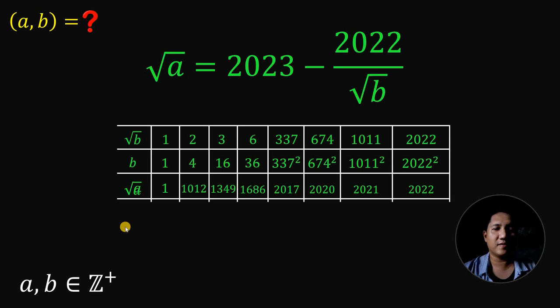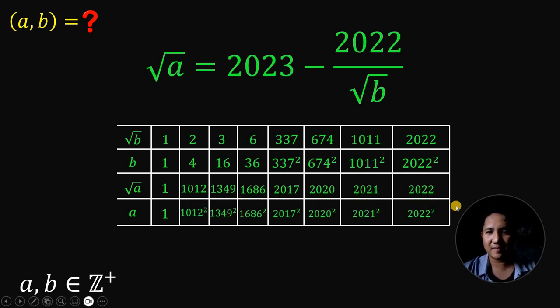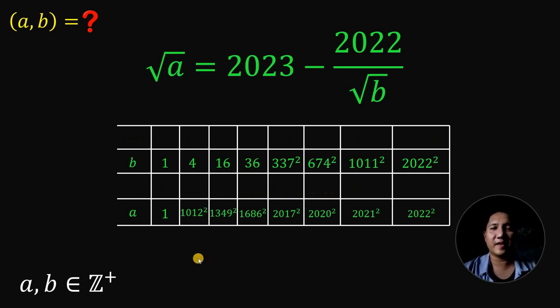To get the value of a, we square the value of square root of a. Now, 1 squared is just 1, and 1012 squared is simply 1012 quantity squared. And all of these numbers must be raised to the power of 2 to get the value of a.